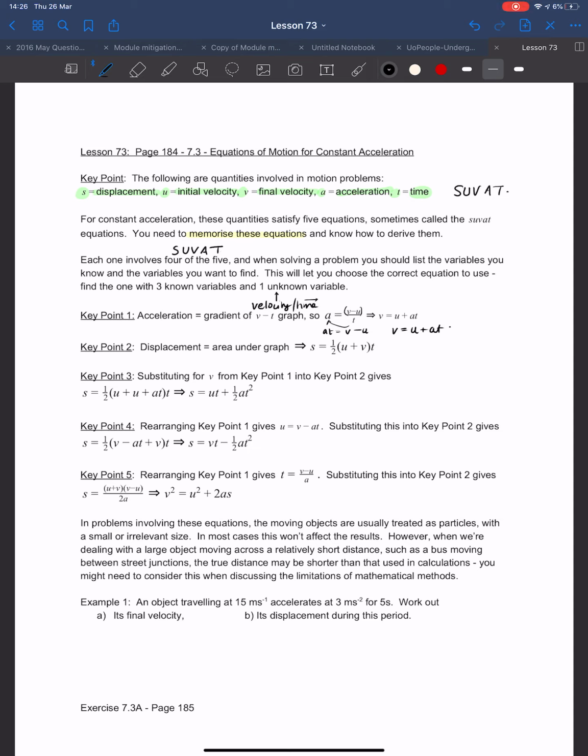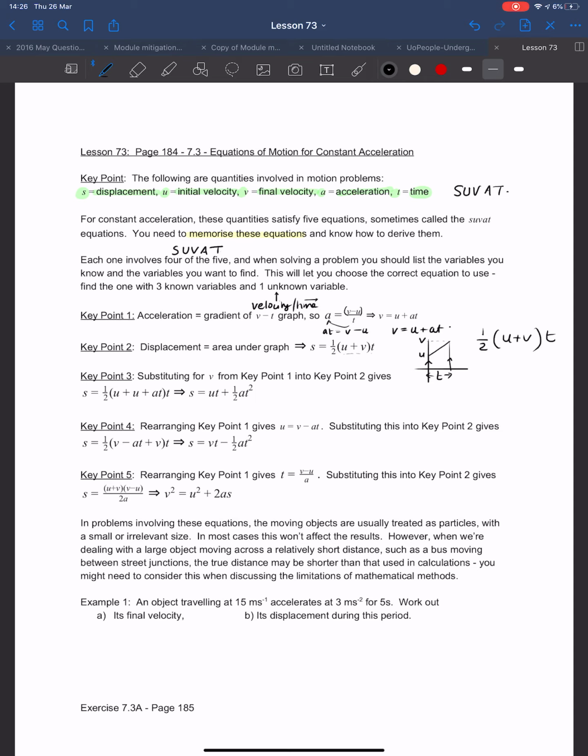Displacement is the area under the velocity-time graph again, because this is velocity and this is time. The way that it looks, it comes from this one, it's a trapezium, a half, u plus v, t. That's u, that's v, and that's t across there. It's the area of a trapezium.